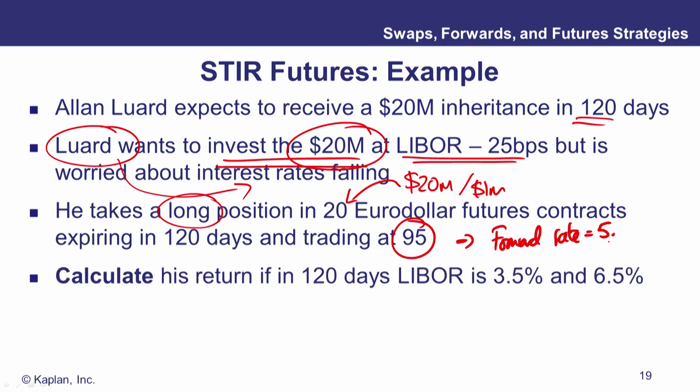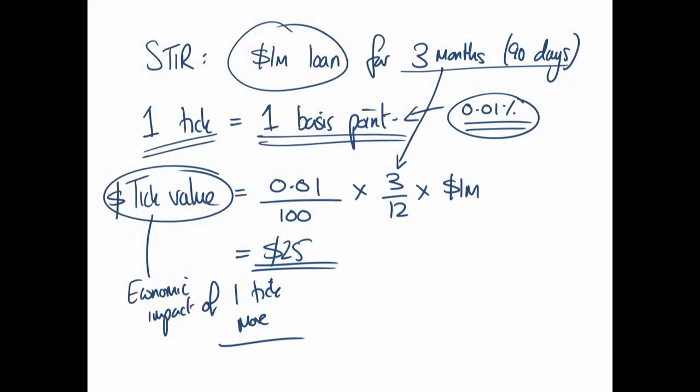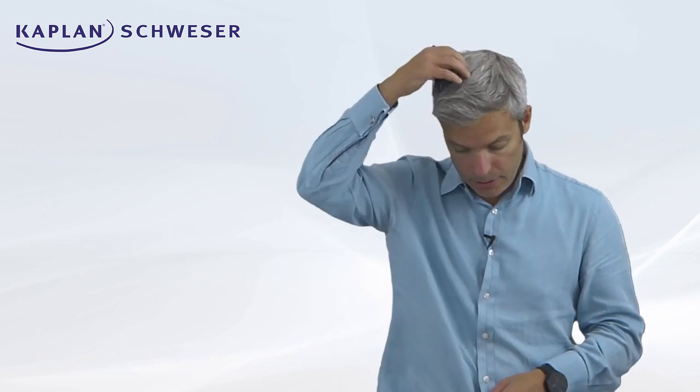So calculate his return if in 120 days LIBOR turns out to be 3.5, or if it turns out to be 6.5. You might wonder why there isn't a number of days in the rate calculation here, and the reason for that is, of course, that it's standardized, isn't it? It's a 3-month borrowing period, 90 days in the future period, so that's all standardized by the exchange. So that goes without saying, because we know it.